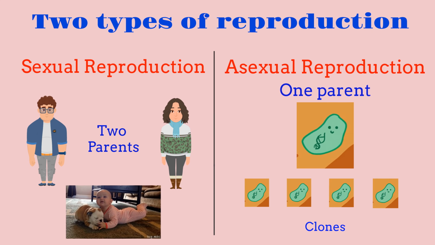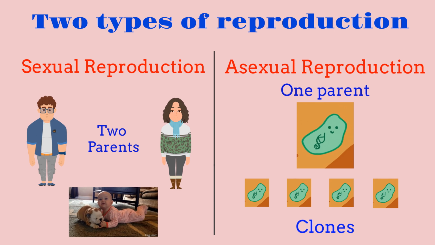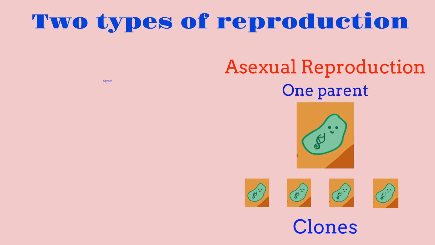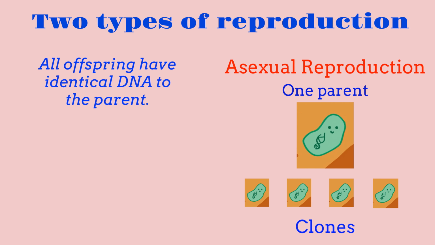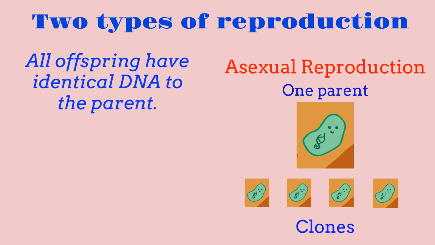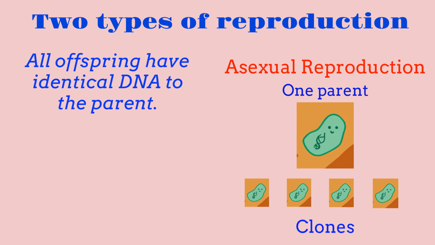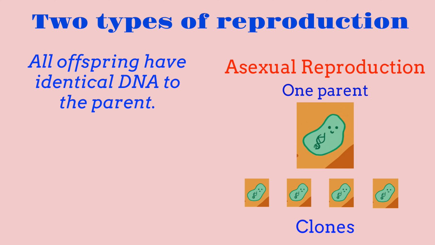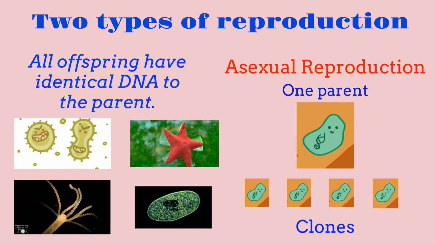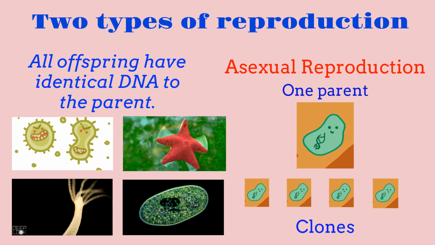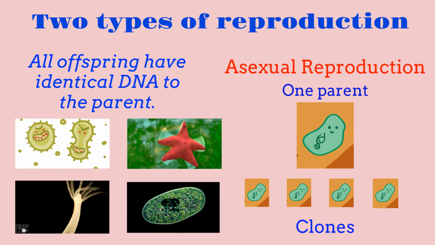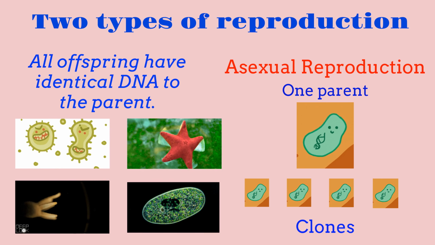So let's go into detail of what asexual reproduction is. We already know that it involves only one parent and all of the DNA is identical to its parent. This type of reproduction is most common among bacteria and fungi. One positive feature about this is that the reproduction can occur really fast and there's no need to find a mate. Some more examples of asexual reproduction are bacteria, starfish, hydras, fungi, and there are many more as well.